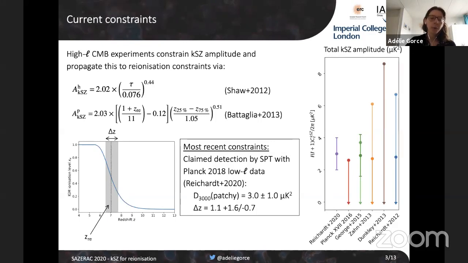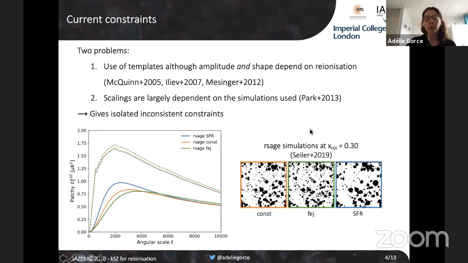There are a few problems with using this method to derive constraints on reionization from CMB data. The first one is that you use templates for the kSZ spectrum, even though many works have shown that both the amplitude and shape of the spectrum depend on reionization. And then you also use scalings that are completely dependent on the simulations they were calibrated on. So in the end, you have one constraint that gathers very different prescriptions for reionization inside of it.